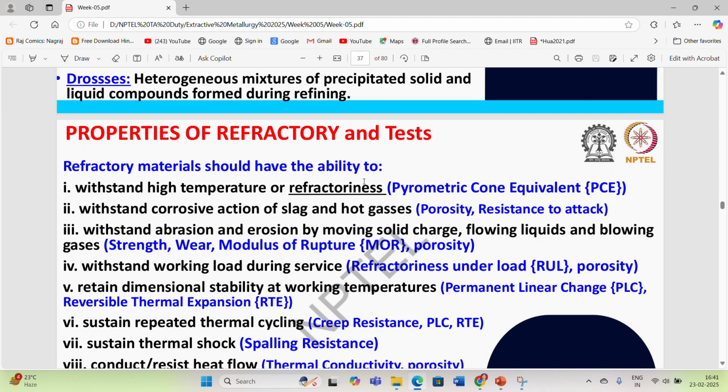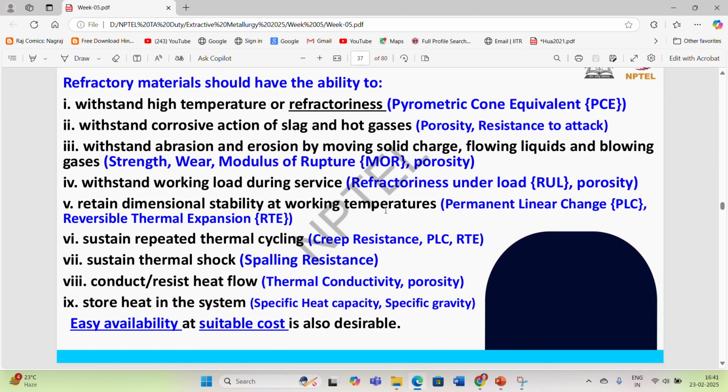So there are some tests which are required to check the ability of particular refractive materials, like if they can withstand high temperature, or refractiveness. There is one test called the pyrometric cone equivalent test, which is generally used for high temperature checking of the refractive material. Then porosity or resistance to attack test is generally performed for evaluating the corrosive action of slag and hot gases on the refractive material.